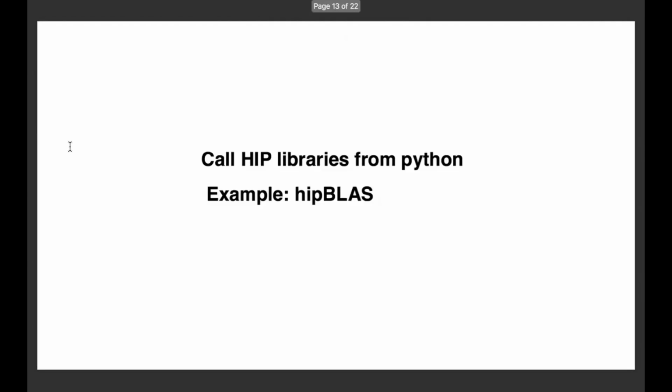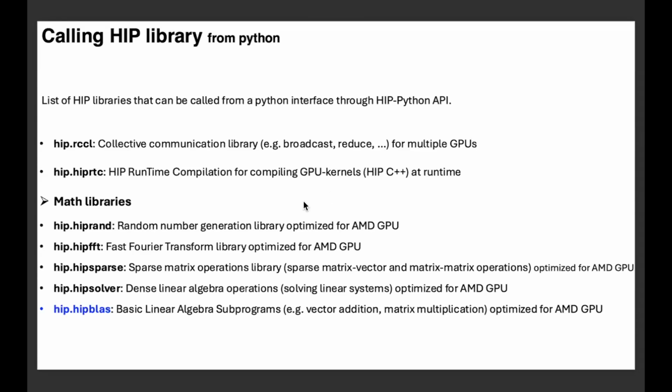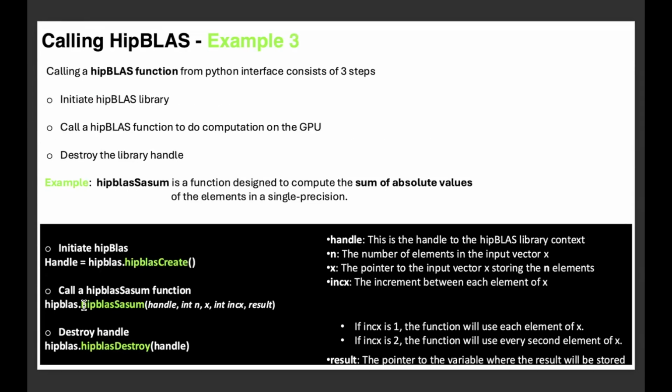Okay. Next, I will tell you a little bit about how you can call a math library from Python, a very simple example about a function within hipBLAS. These are basically the HIP libraries that can be called from Python with hip-python. What I will focus on is this library. This is the subject of example 3.